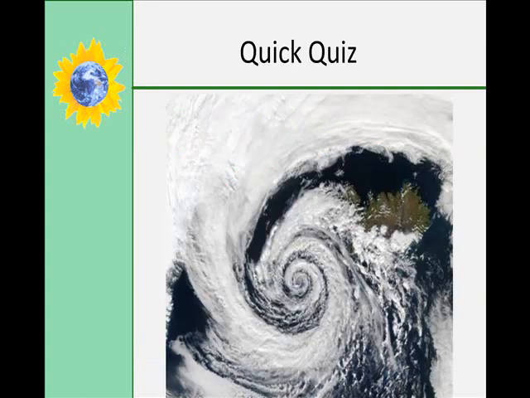So take a look at the movement of the air in this photo of a hurricane in the northern hemisphere. Does the movement of the air indicate that the hurricane has an extremely high pressure or an extremely low pressure? Well, if you take a look, you'll see that it is spiraling counterclockwise, which means it has very, very low pressures in the center.